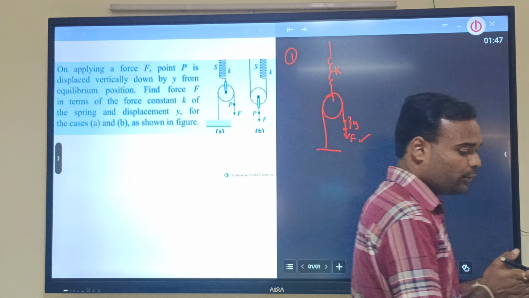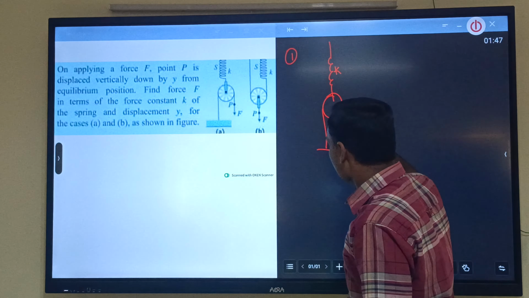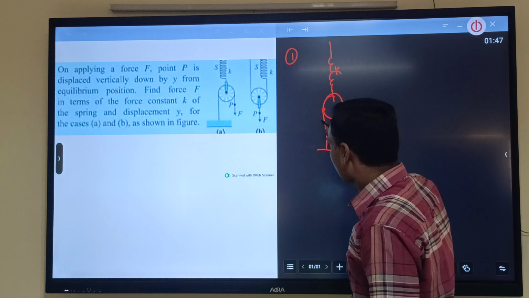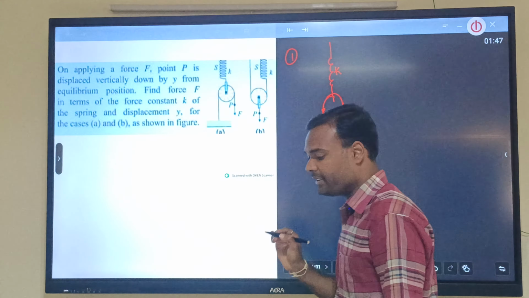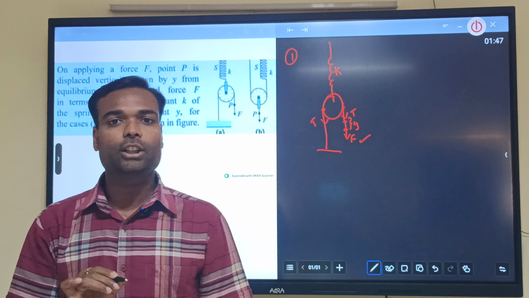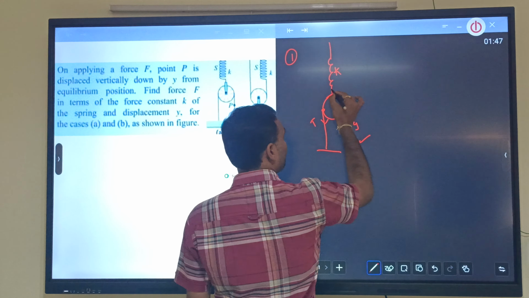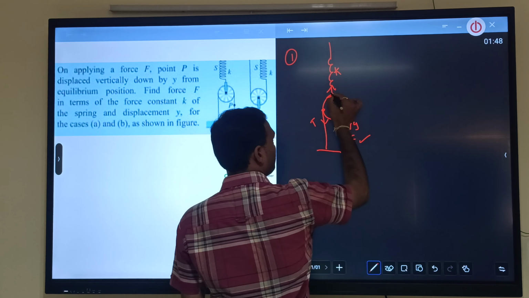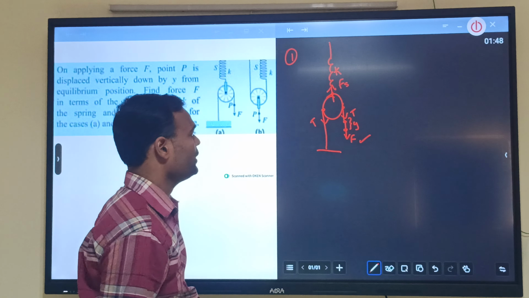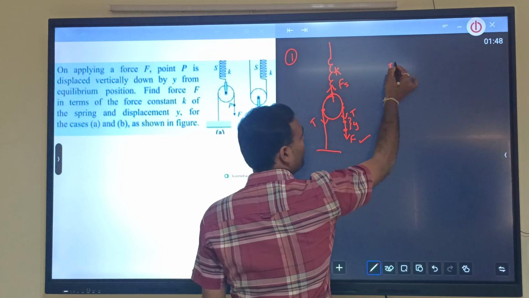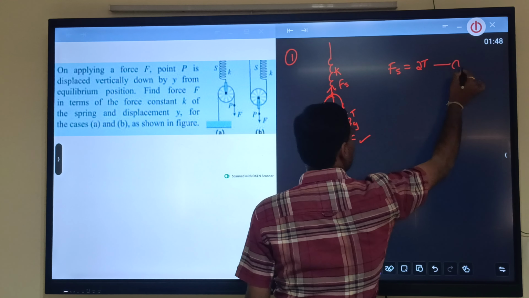Before we solve this problem, I would like to tell you, as I told you in previous classes, tension force should always be represented away from the point of contact. Number one. And second, the spring force Fs is also represented away from the point of contact. Now Fs equals 2T. Let it be equation number one.